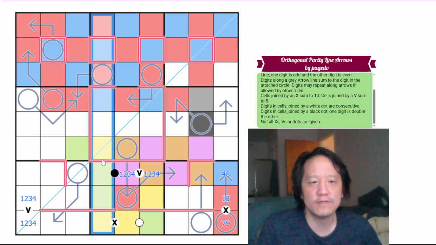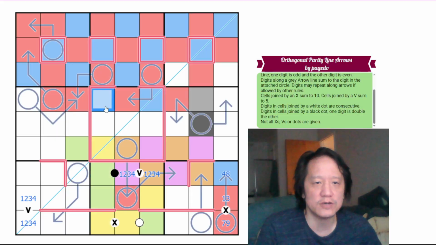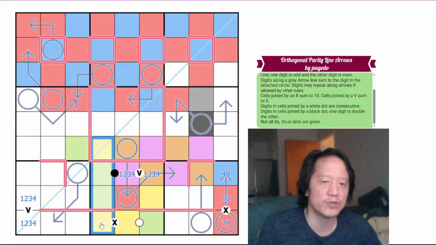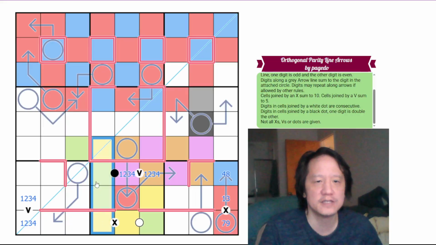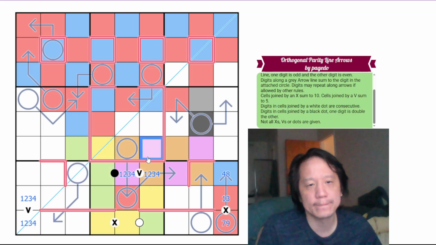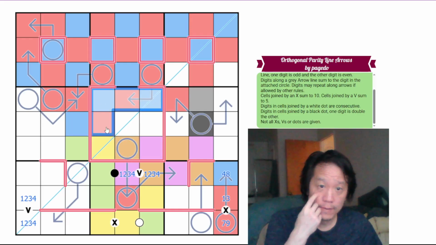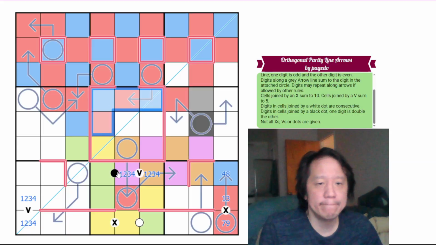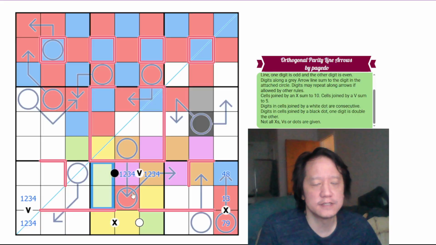Again, we have 2 greens and 2 yellows, 2 blues and 2 reds. That means we have 4 of each set in column 4, which leaves this as an odd digit. So since this is odd, this must be even. Does that tell us anything? Not particularly.